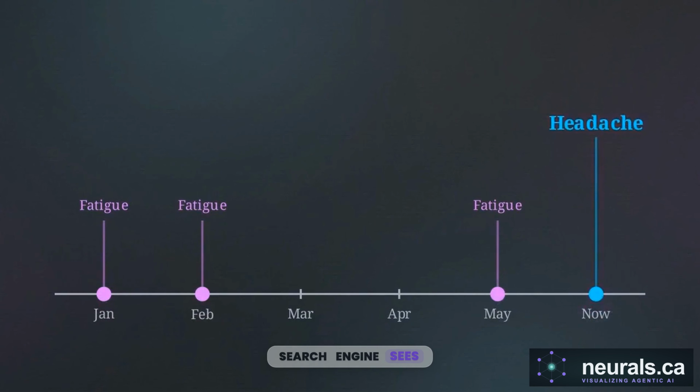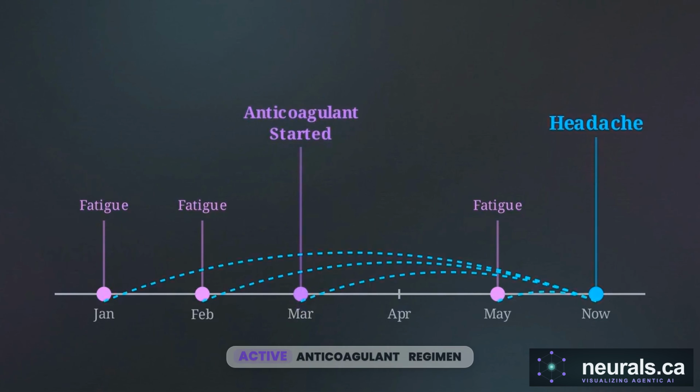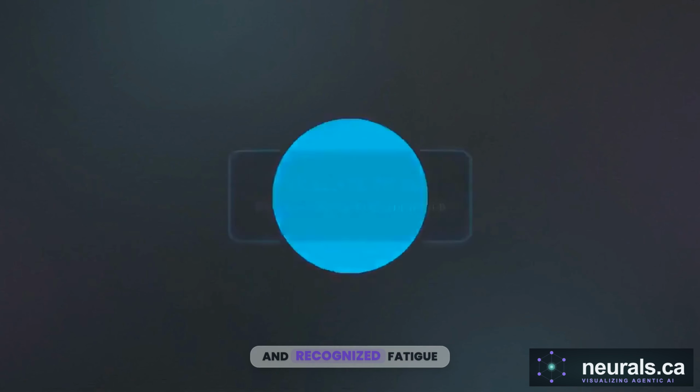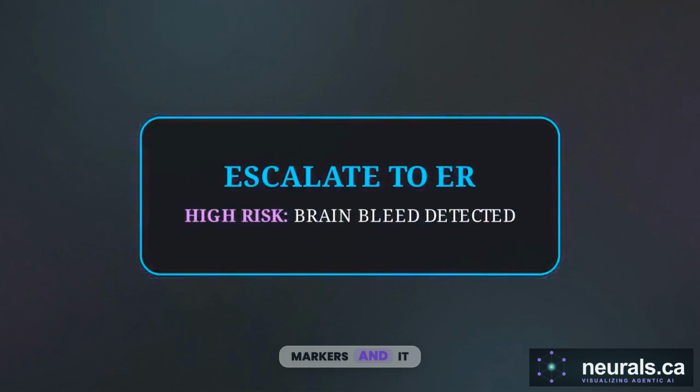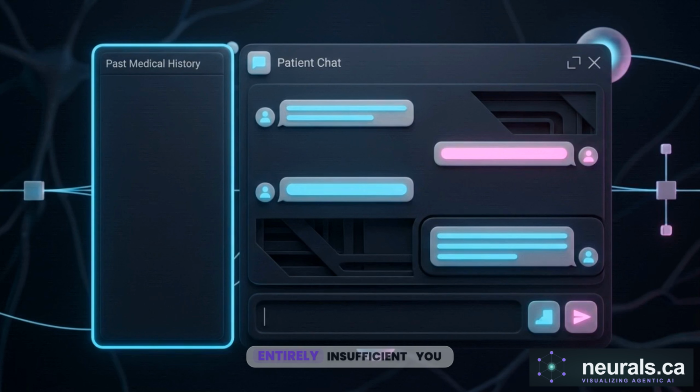A search engine sees a headache. A memory-augmented agent correlates a sudden-onset neurological symptom with an active anticoagulant regimen and recognized fatigue markers, and it sees a brain bleed in progress. Healthcare data is inherently longitudinal. Chronic care and medication adherence span months and years, making naive RAG entirely insufficient. You cannot manage a persistent condition with an amnestic model.